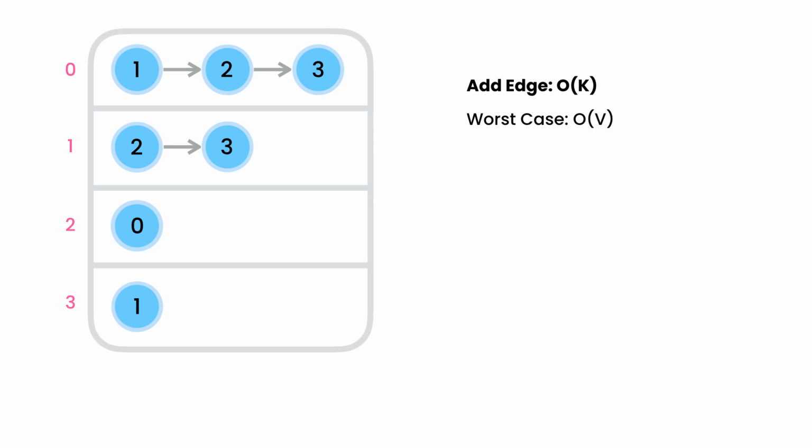Now, we have a special type of graph called a multigraph that allows two nodes to be connected via multiple edges. If you're dealing with a multigraph, we don't need to check for the existence of an edge. So adding an edge would run in O of 1. But in this course, we're just going to focus on simple graphs, not multigraphs.